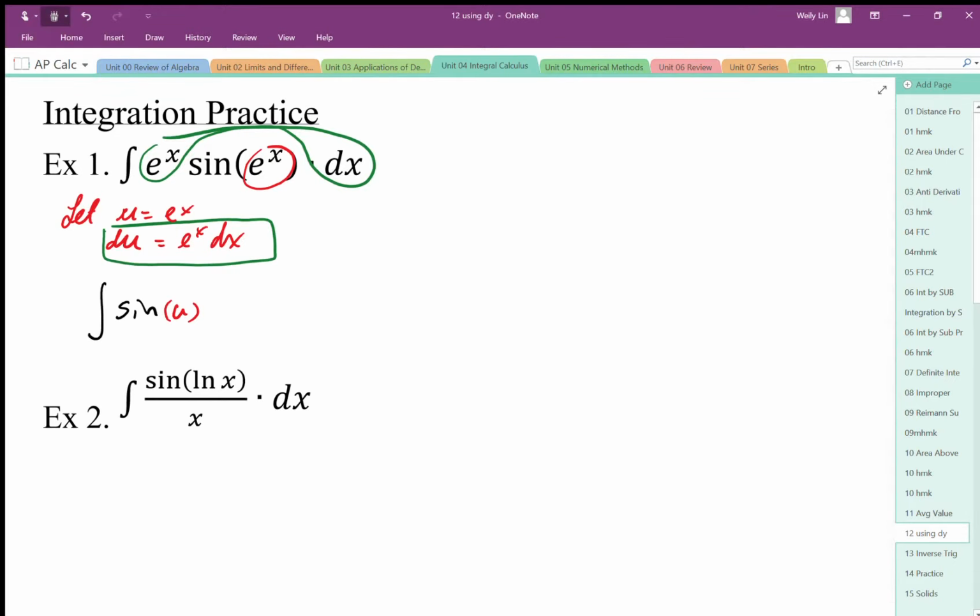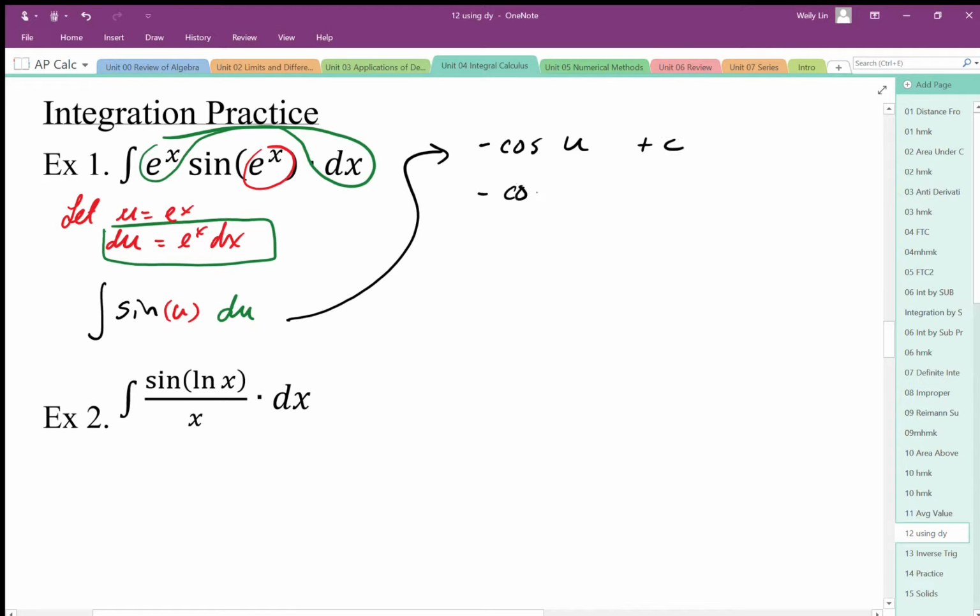Okay, and then I can replace the e to the x dx with du. So this integrates with respect to u. It's just a straightforward integral. It's going to be negative cosine of u plus c. We want to get rid of that u. We replace the u with the equivalent e to the x that we have here. Plus c. So there's my integral. We'll call it big F, which is equal to negative cosine of e to the x plus c.